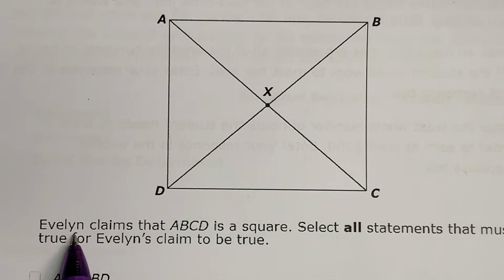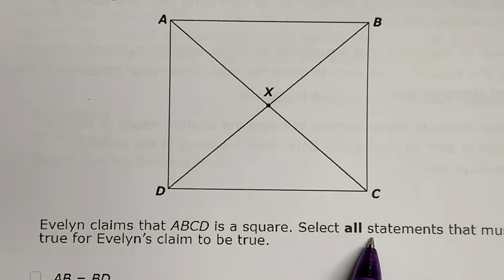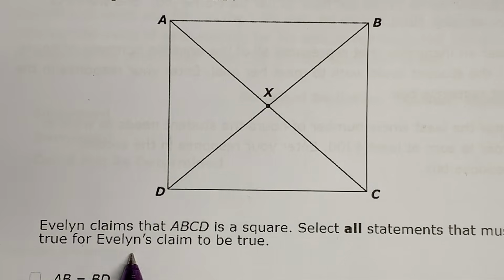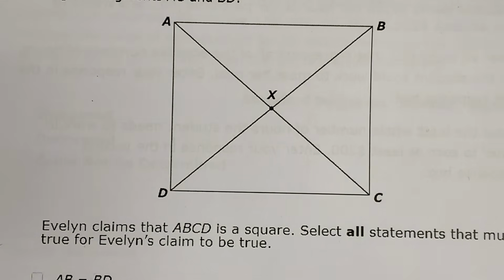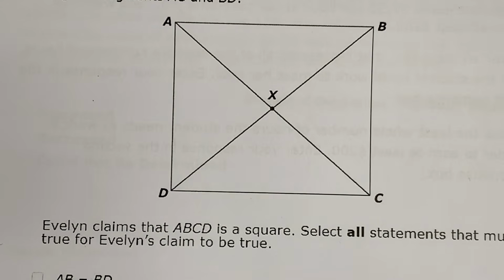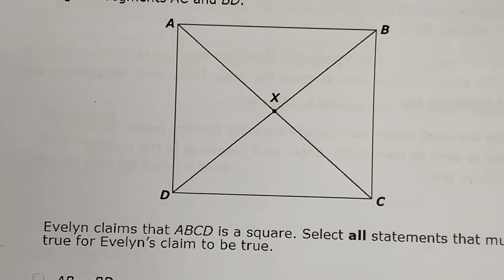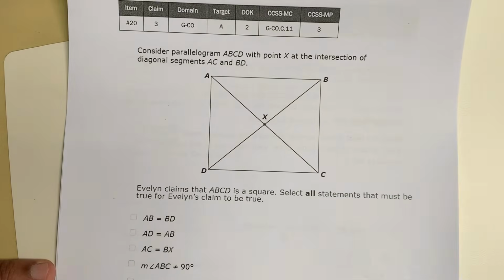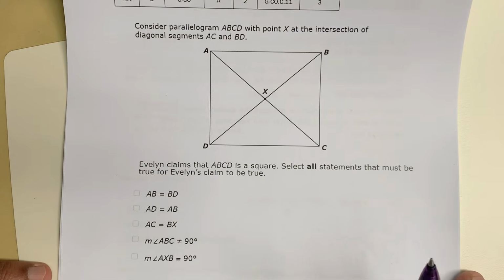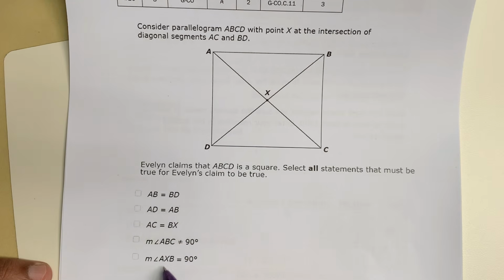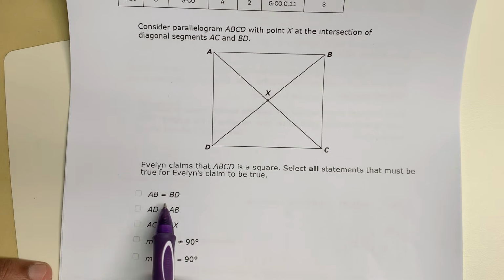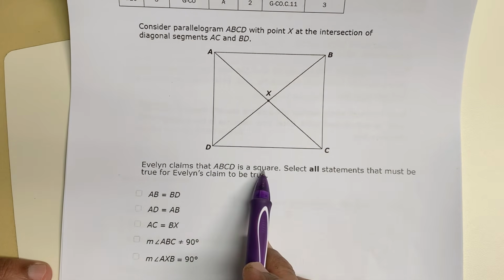Now here's the second sentence. It says, Evelyn claims that ABCD is a square. Select all statements that must be true for Evelyn's claim to be true. So Evelyn is claiming that this is a square, and we have to select all statements which are true. Let me zoom out. So which of these statements are all true? Let's go over them and see if we can answer them. Remember, her claim is that ABCD is a square.